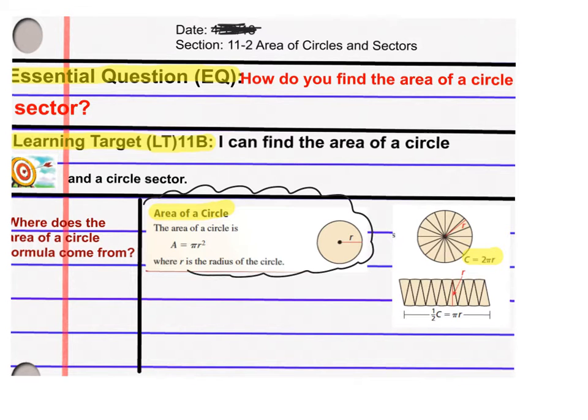Here's the area of a circle. A equals pi r squared, pretty common. R is the radius. The radius is the center to the outside of the circle. Where does that come from?